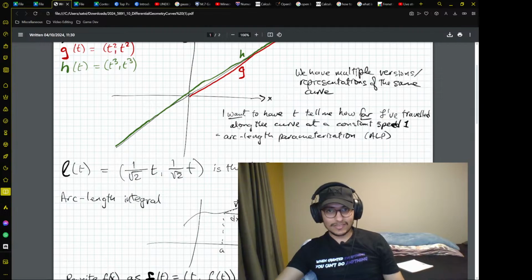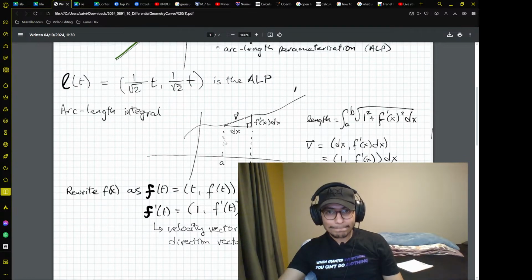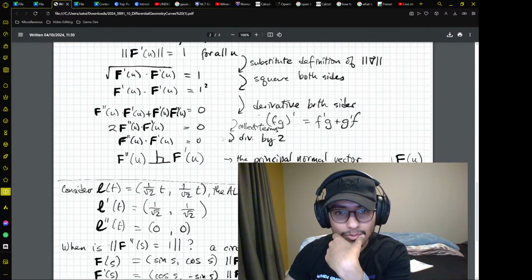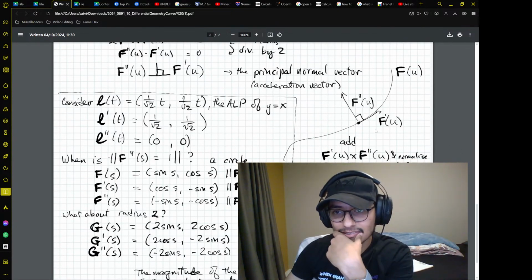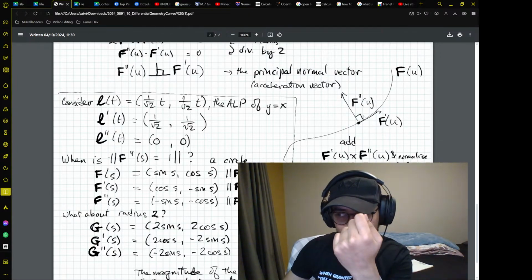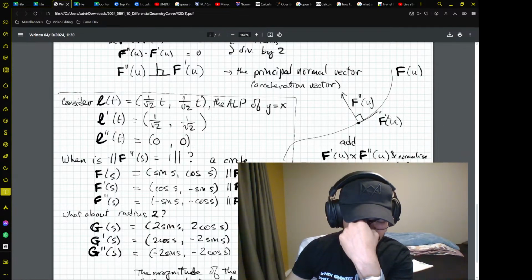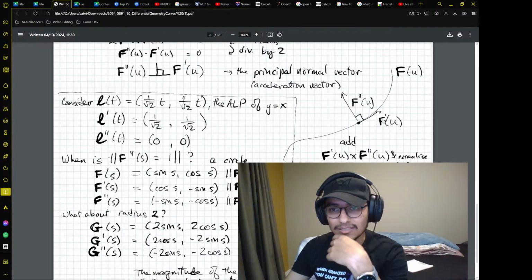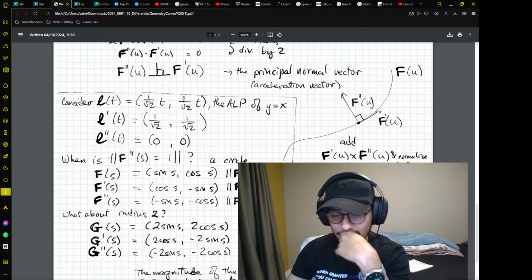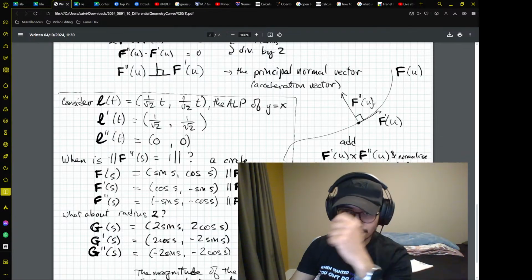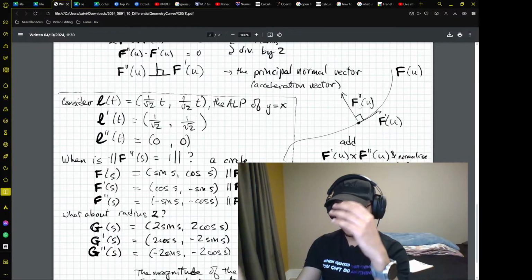So this is the interesting part. Is there a diagram for this? Yes, there is. So this is the curve, and we found the velocity f dash u, and if we further differentiate it, we get the acceleration f double dash u.